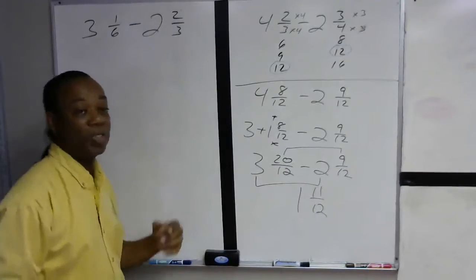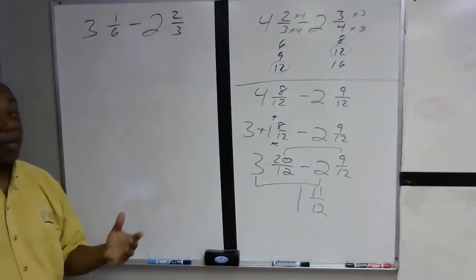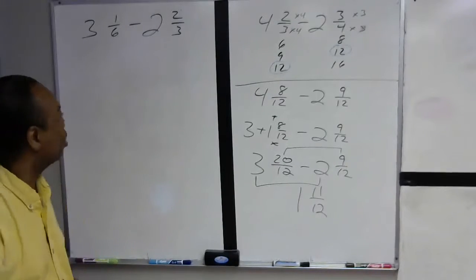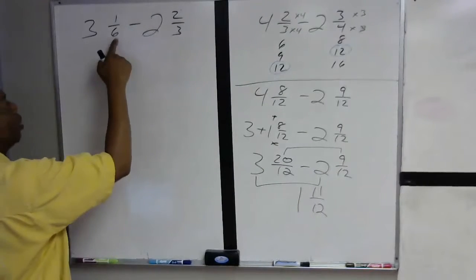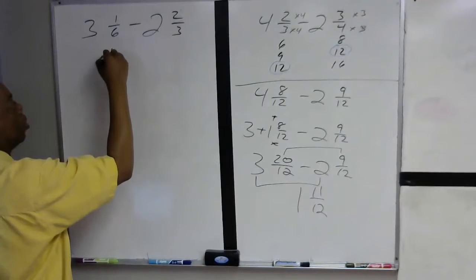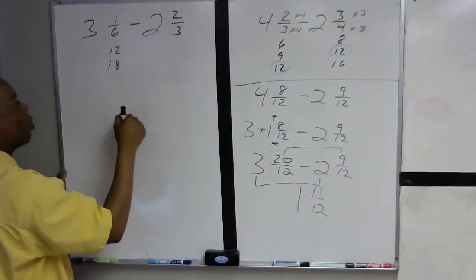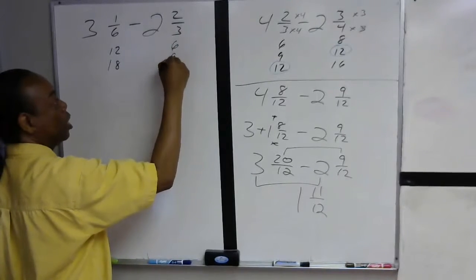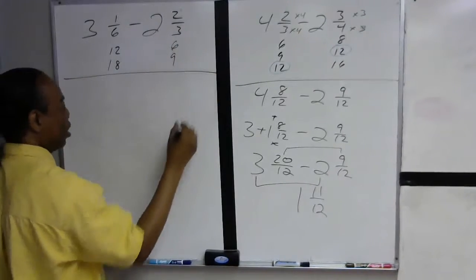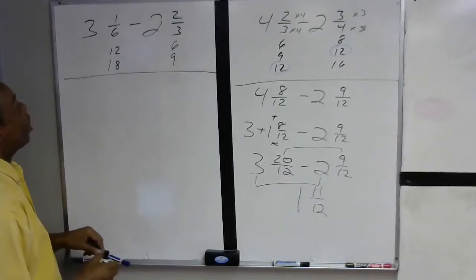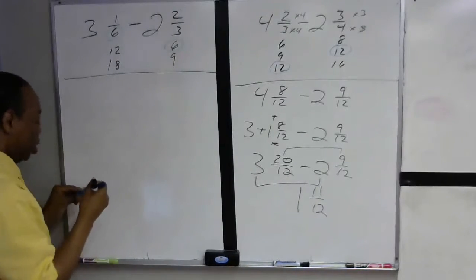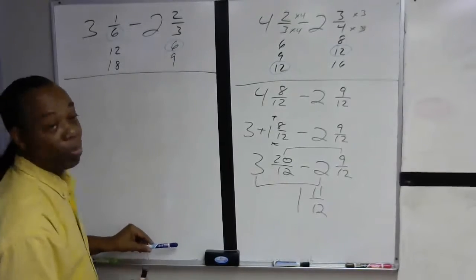All right, we're subtracting mixed numbers again. We notice that our denominators on our fractions are not the same, so I'm going to go through the times tables of both of these. So the times tables for 6 will be 6, 12, and 18. The times tables for the 3 will be 3, 6, and 9. And we do have a common multiple. The least common multiple between these two would be 6.